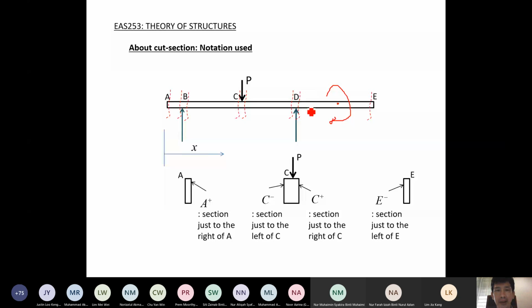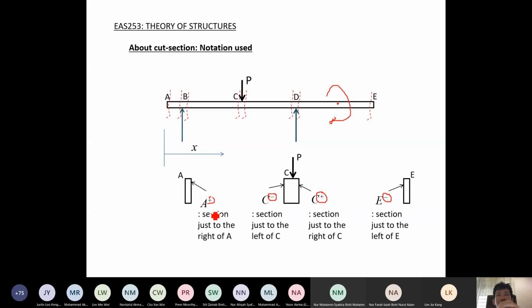or at the free ends, A and E here. So at A, we have to cut at the section just to the right, so we move slightly to the right and put a superscript positive here. At the point C, we have to be clear whether we are cutting just to the left or just to the right. Just to the left, there is a superscript C negative here. And if just to the right of this point, we put a superscript positive here. At the point E, we cannot cut through the free end exactly. We have to cut slightly just to the left of it, and we use the superscript negative. So negative is for just to the left of that particular point, and positive superscript is just to the right of that particular point.